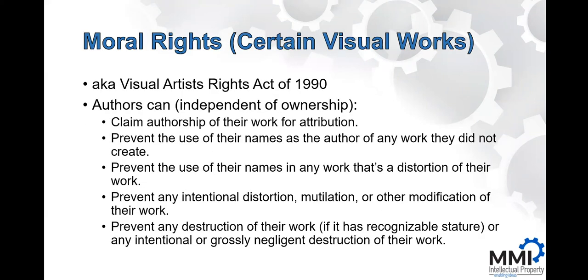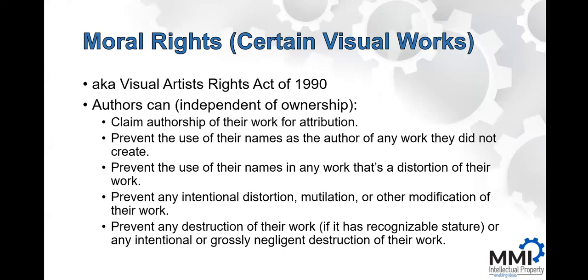So, the Visual Artists' Rights Act, 1990, protects certain visual works. And this is sort of similar to what I talked about earlier about some of the rights that authors have in general. The problem with moral rights in the US is that it really requires that the work have some recognizable stature. And there is nothing in the law that says that there's a particular time period within which authors can prevent the destruction of their works.